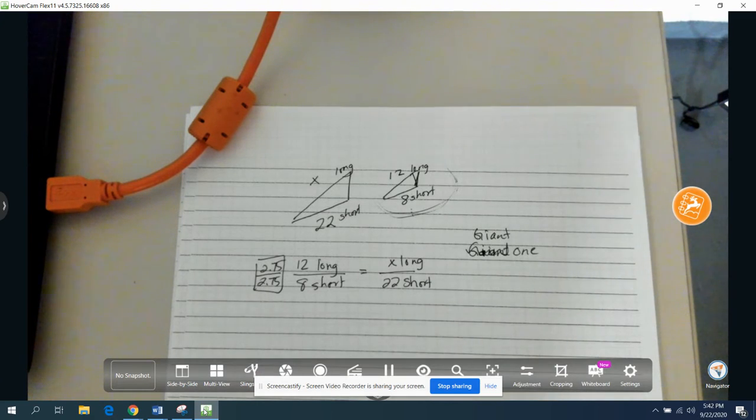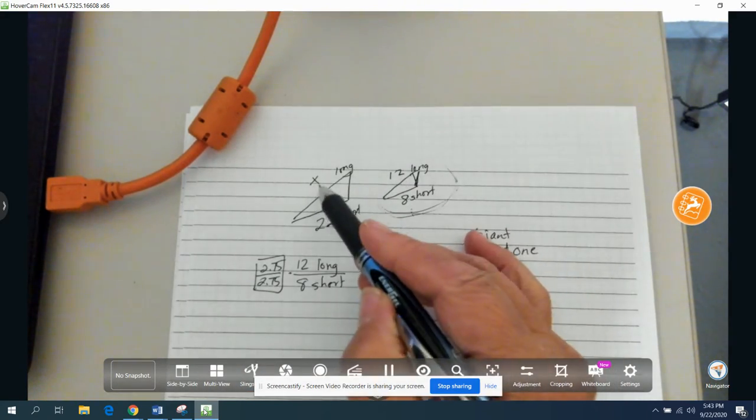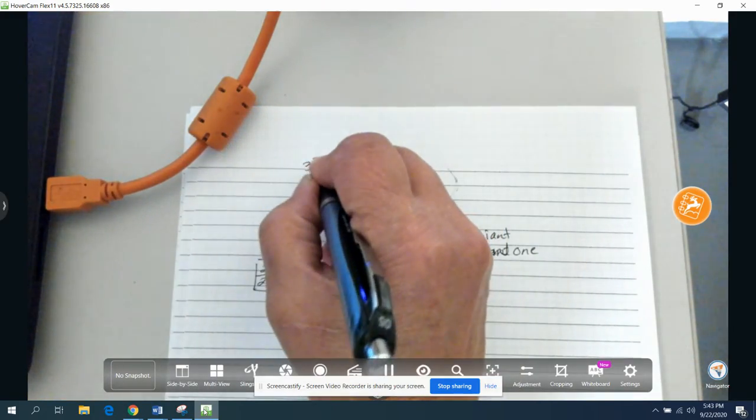And I'm going to go through just 2 of the methods, the most popular ones that I saw. So 2.75 times 8 is 22. And if I take 2.75 times 12, I get 33. So the length of this side would be 33.